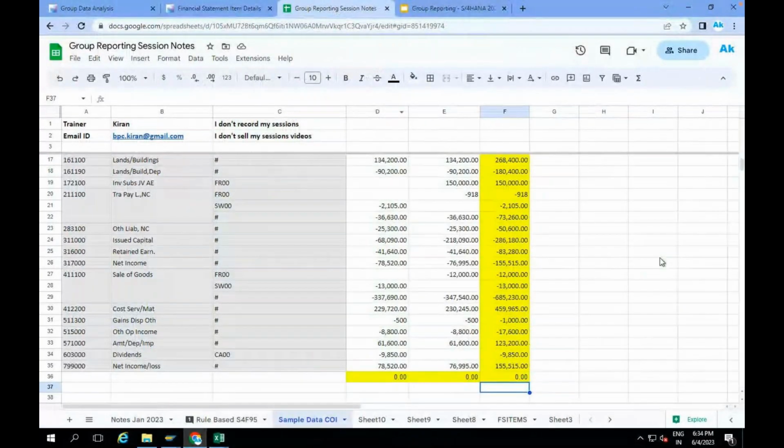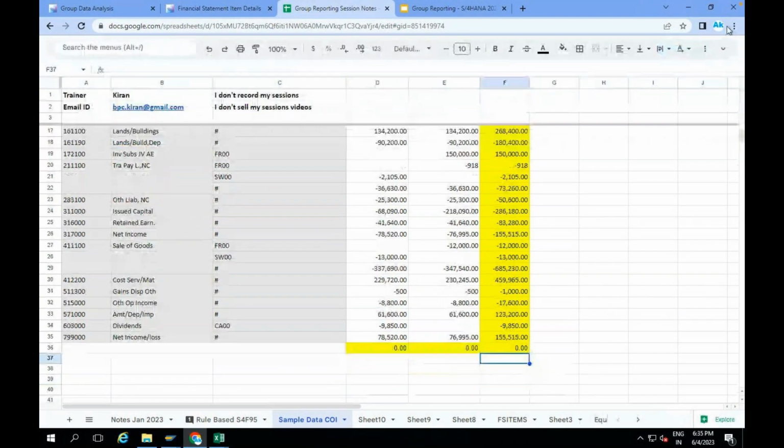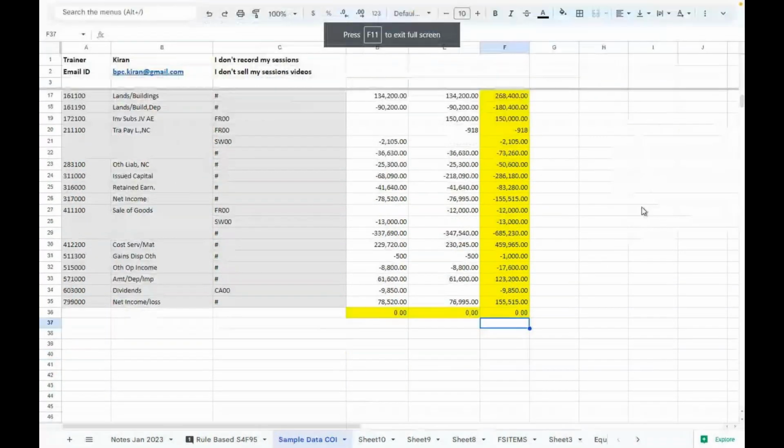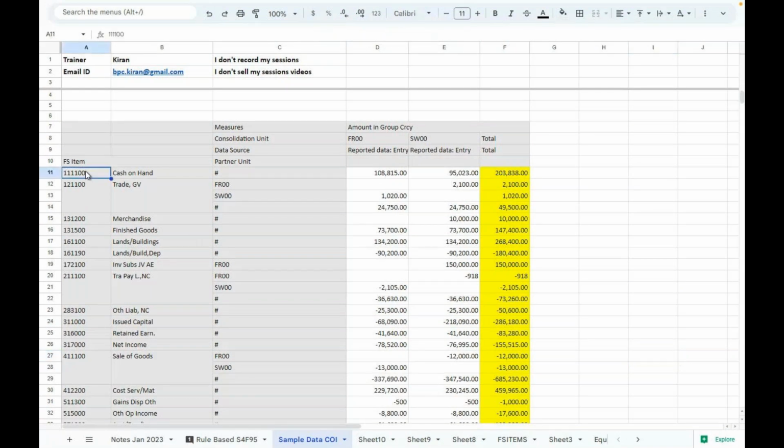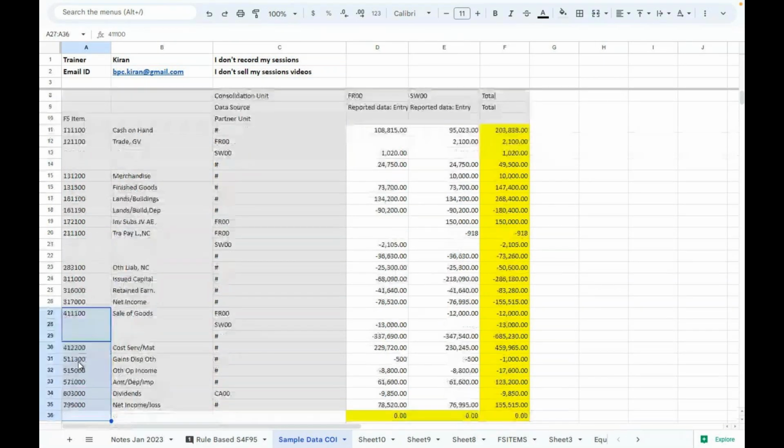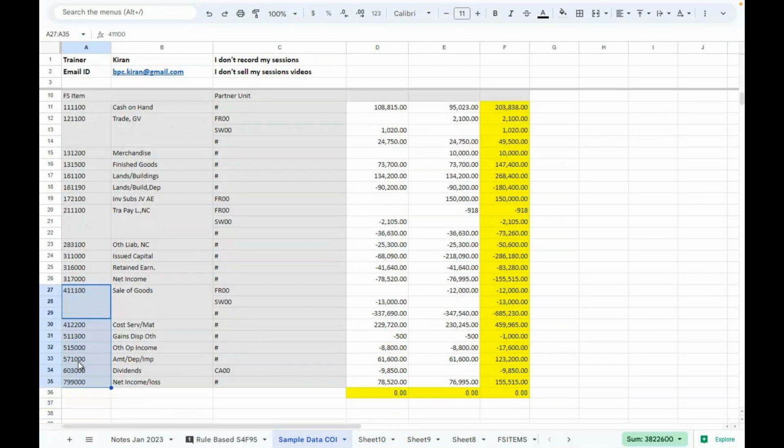I prepared two trial balances. You can see these trial balances. All these are my balance sheet accounts. My asset accounts start with the one series, and I have liabilities. My liabilities accounts start with the two series, and I have equity. My equity accounts start with the three series, and 4, 5, 6, 7 are my income and expense accounts. So you can see the descriptions also here.